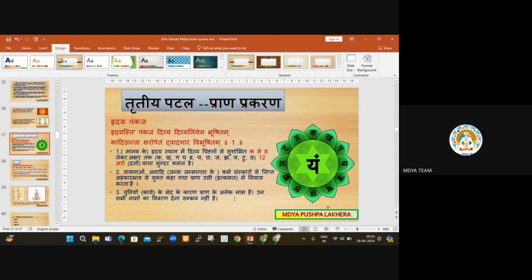Have you seen this in the picture? Ka, kha, ga, gha, ang, cha, chha, ja, jha, ang, ta, tha. In this way, the 12 petals are mentioned, and every petal is associated with a letter. According to Lord Shiva.